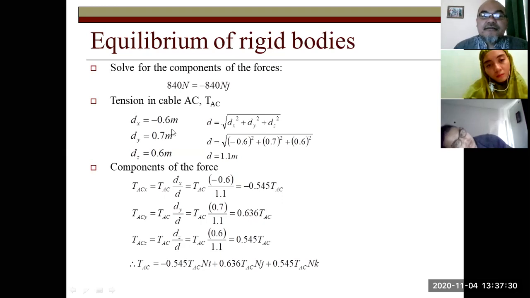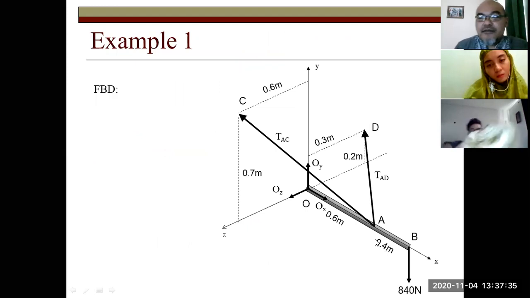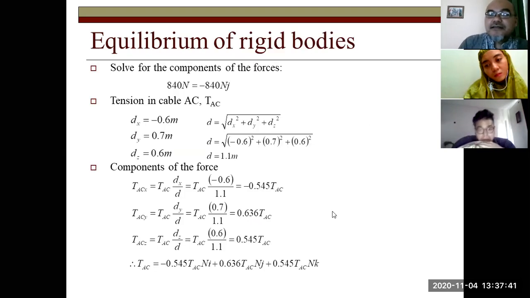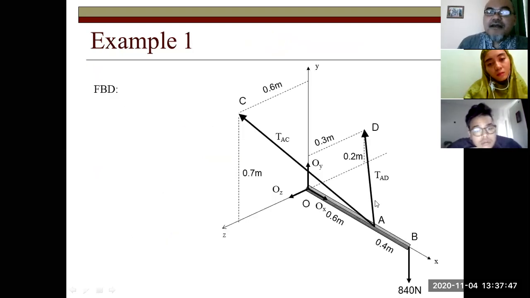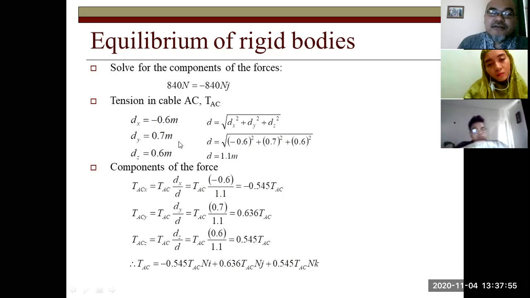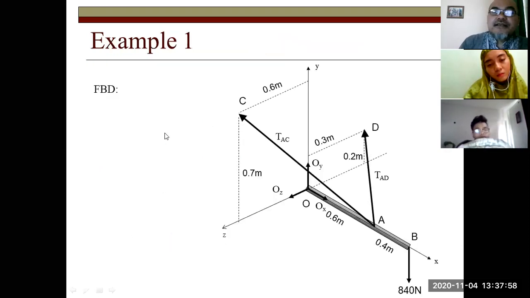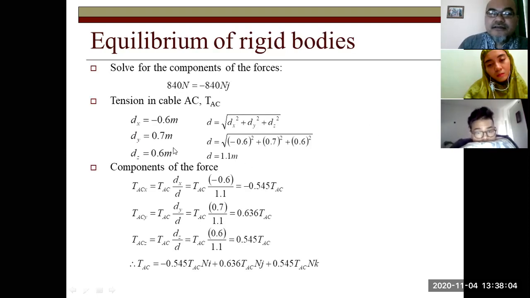And for the tension at cable AC, first you find the unit vector. The dx is minus 0.6 meter because it is from A to C, so it is towards the negative direction of x. That's why the dx is negative 0.6. The dy is going upward, 0.7 meter, and the dz is 0.6 meter in the positive z direction. Then you can use the Pythagorean theorem to calculate d, and you obtain 1.1 meter.